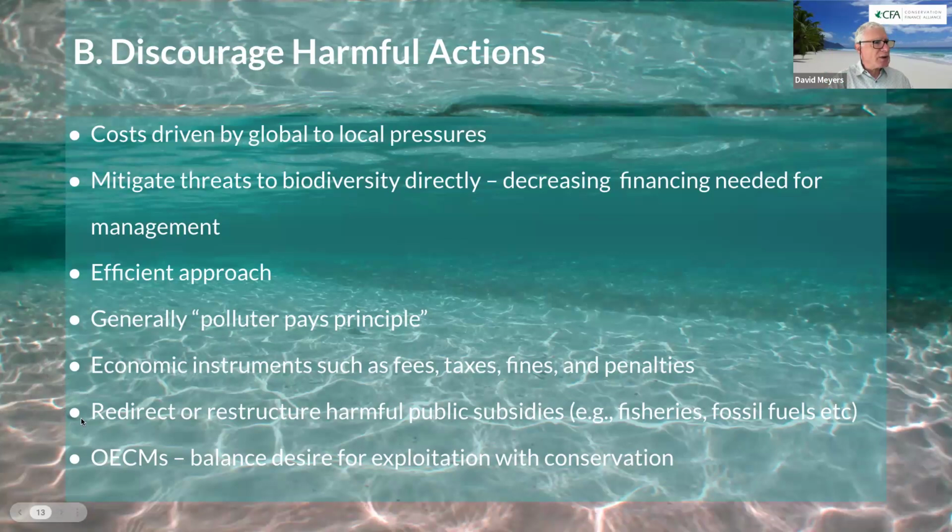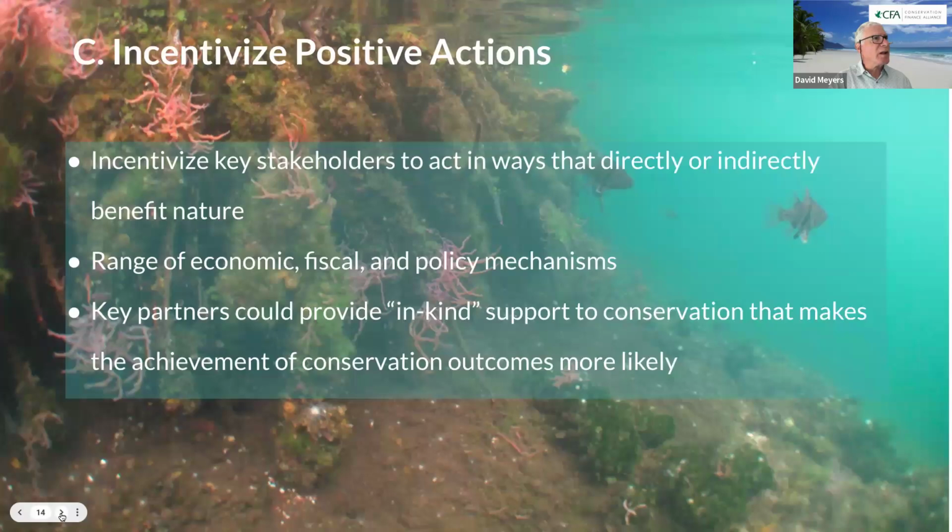You want to also look where there's opportunities. This is larger scale, but where you can perhaps redirect or restructure public subsidies that are harmful, like fishery subsidies. And then other effective area-based conservation measures, OECMs, are opportunities where you can balance sustainable use with conservation and an area that is worth exploring and developing there.